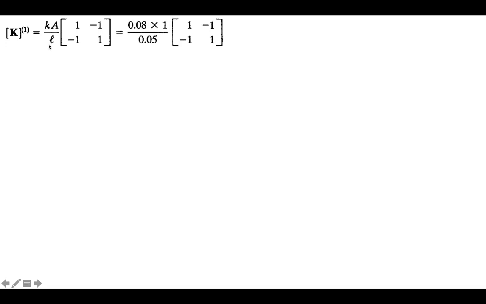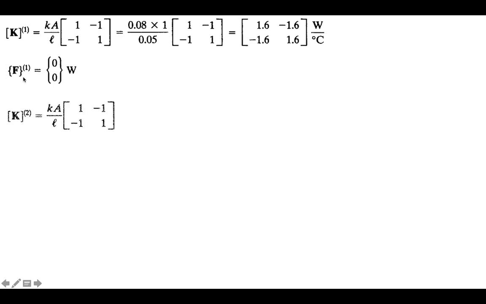Now we will put all those values. K is 0.08, L1 is 0.05. So we will get the final conductance matrix as this. F1 is our heat load vector, which for this case is 0, 0, since we don't have any convection at node number 1. This is the conductance matrix for element number 2.